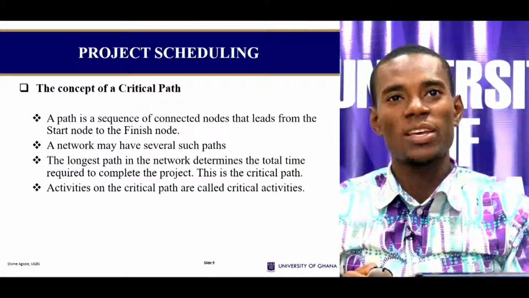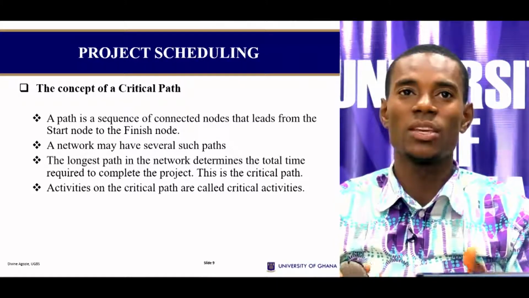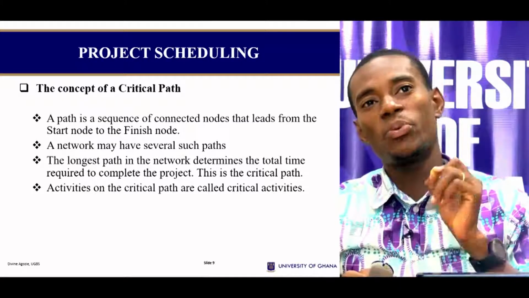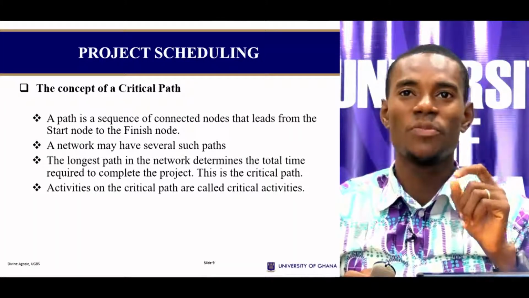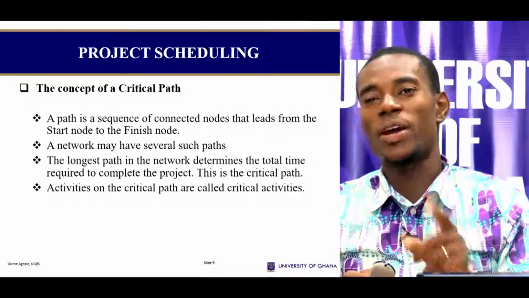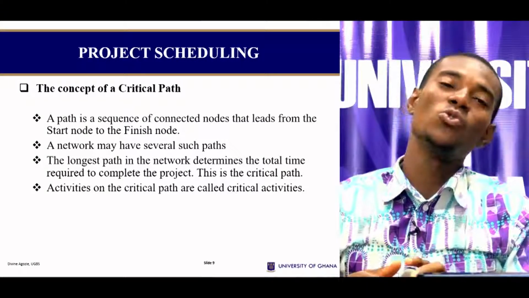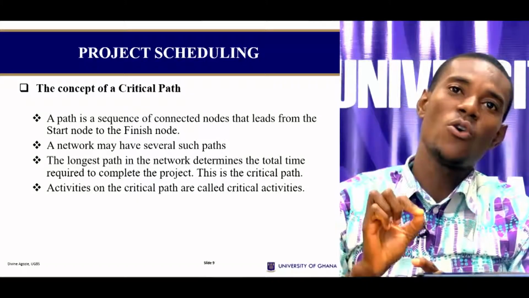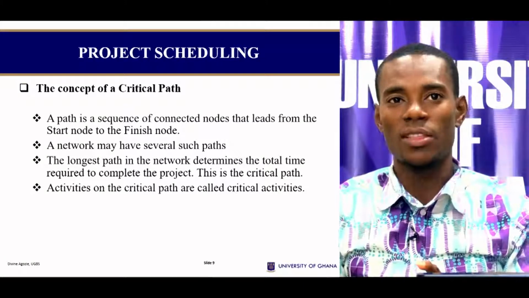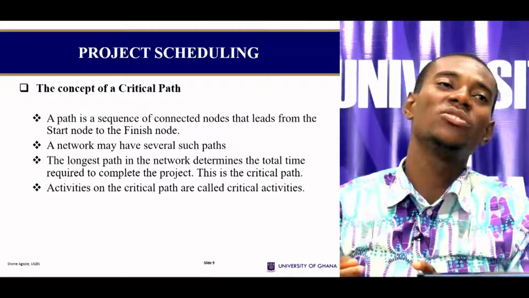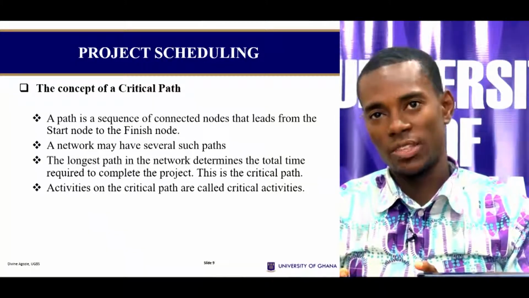Now, a network may have several paths, so we can have multiple paths in a network. But the point we want to drive home here is that the longest path in the network determines the total time required to complete the project, and that is what we call the critical path. So the longest path on a network is the critical path. Normally, activities on the critical path are referred to as the critical activities.